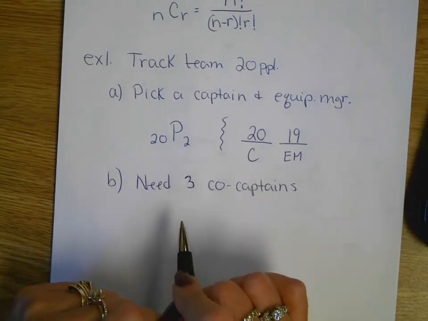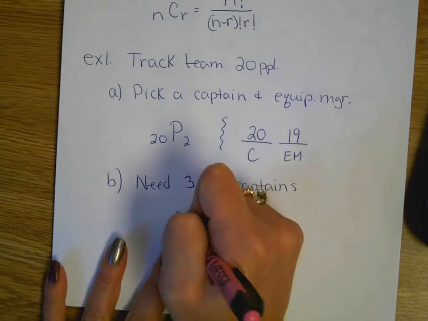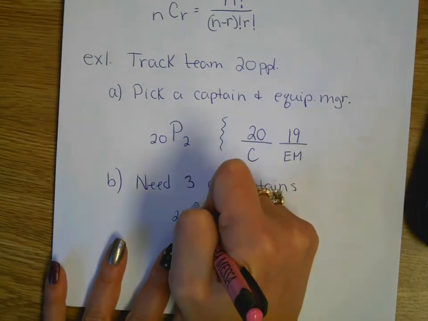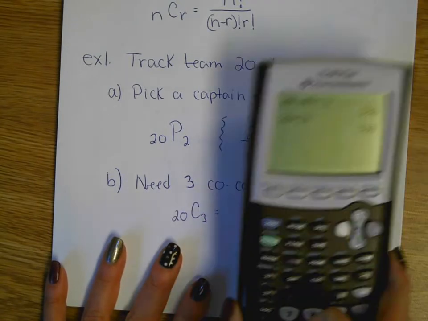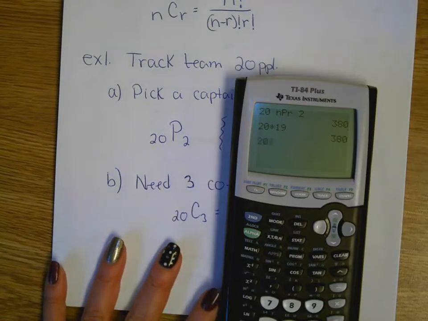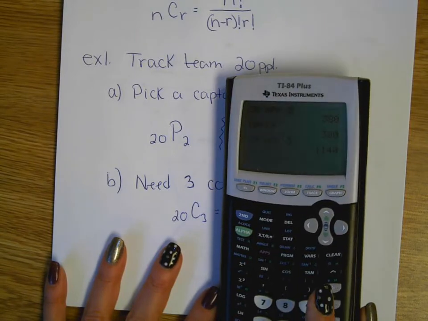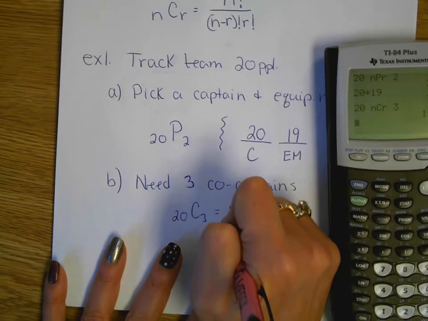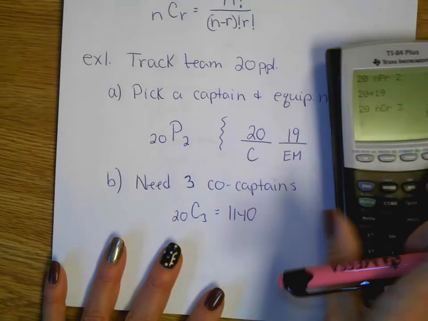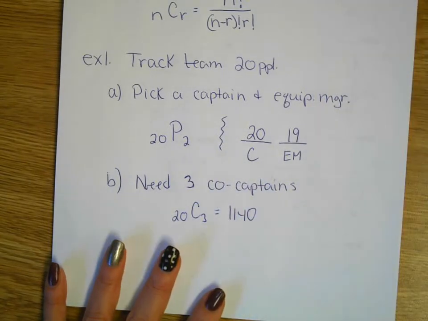This has to be done with our combination button. So we've got 20, choosing 3 people at a time. So the total number of ways to do that, 20 choosing 3 at a time, I've got 1,140 different options with my 20-person track team to pick out 3 co-captains.